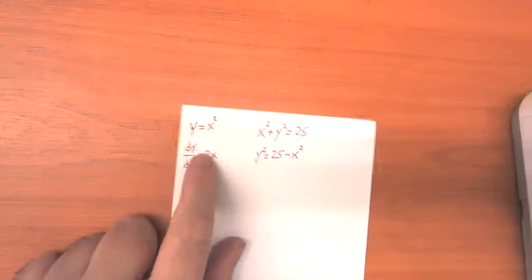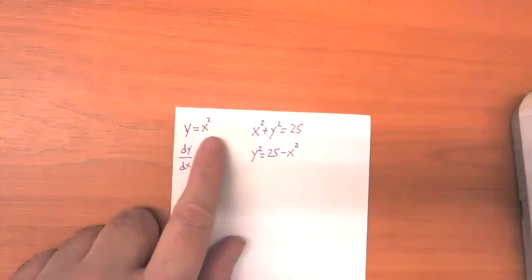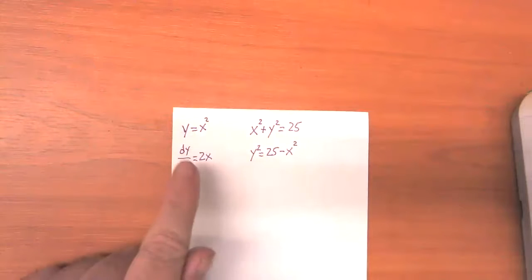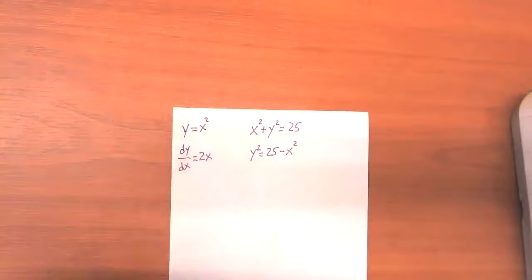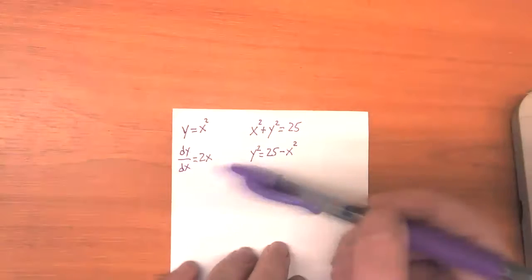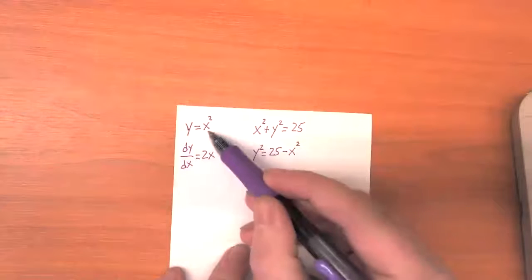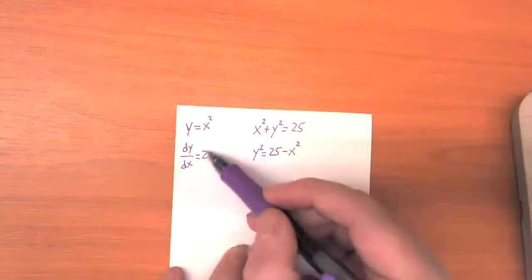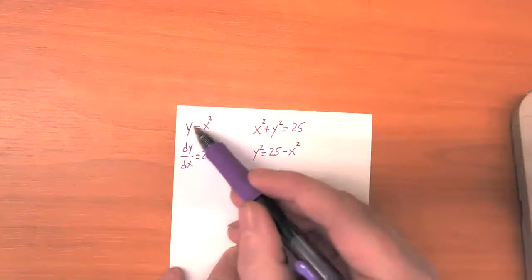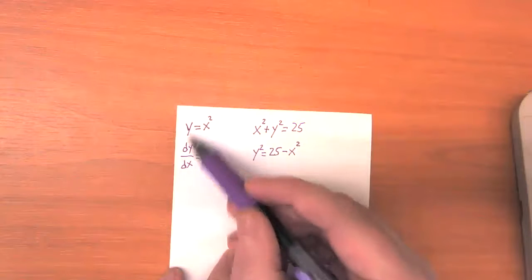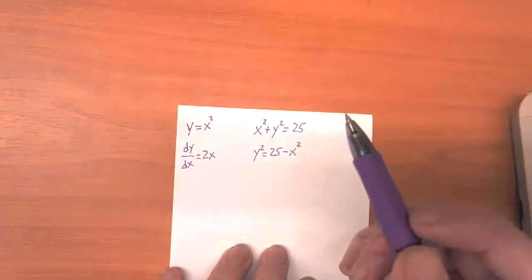Over here is a traditional problem. y is equal to x squared, and we know that the derivative of y with respect to x is equal to 2x. What we're doing, if you want to stop and think about it, is taking the derivative with respect to x of both sides of this equation. So the derivative of x squared with respect to x is 2x, and the derivative of y with respect to x is the symbol dy dx.